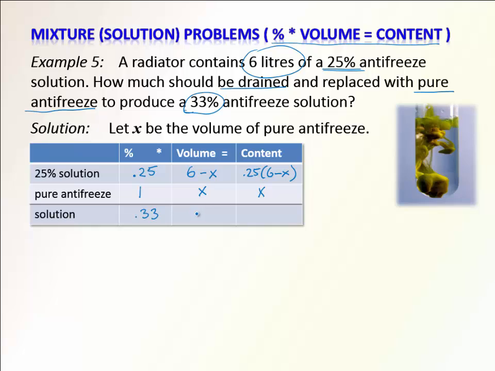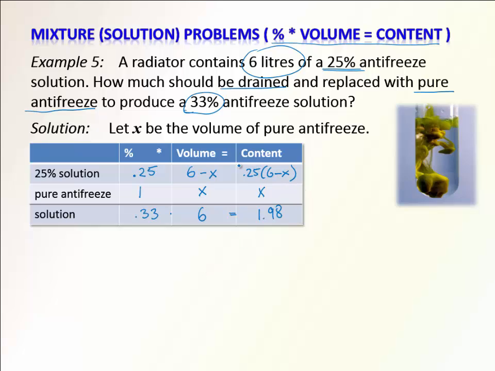And the overall volume is the volume of the 25% plus the volume of the pure antifreeze. So when you add it up, it's actually 6 liters. We still keep the same 6 liters. We just changed part of the original solution and replaced it with the 100% antifreeze. Therefore, the content of the overall solution is 0.33 times 6, which turns out to be 1.98.